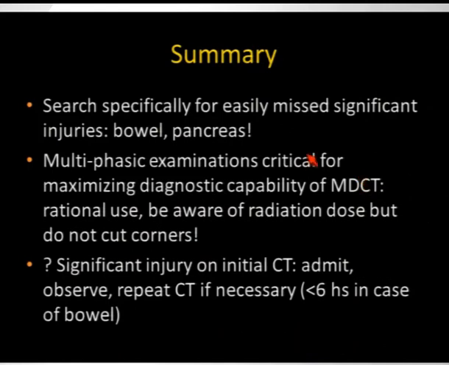So in summary, my message to you is to search specifically for the lesions that we know are missed commonly in blunt trauma and that are very significant, bowel and pancreas being the most common ones. The three of us emphasize how important it is to do multiphasic exams, which are really critical for maximizing the diagnostic capability of MDCT. Do it rationally. Of course, we have to be aware of radiation, but in trauma, you do not want to cut corners.